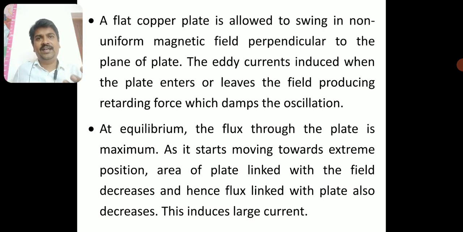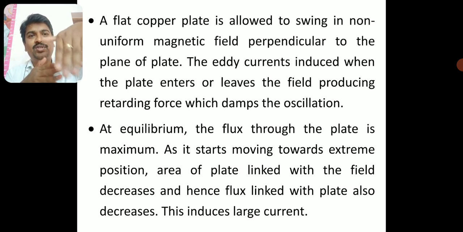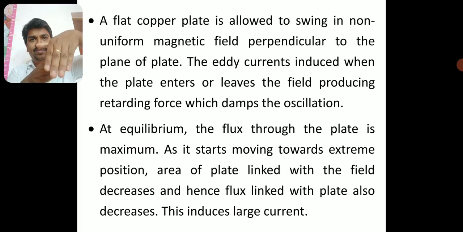How actually does the eddy current produce a retarding force, and how is this oscillation stopped? I'll explain that. I will explain how the oscillation ceases, how it is damped, how the retarding force is produced because of the eddy current. Now, this is one extreme position, this is another extreme position, and the middle one is the equilibrium position. At equilibrium, flux through the plate is maximum. The magnetic lines of force crossing the plate are maximum. Exactly at the midpoint, you can expect maximum flux lines to pass through it.